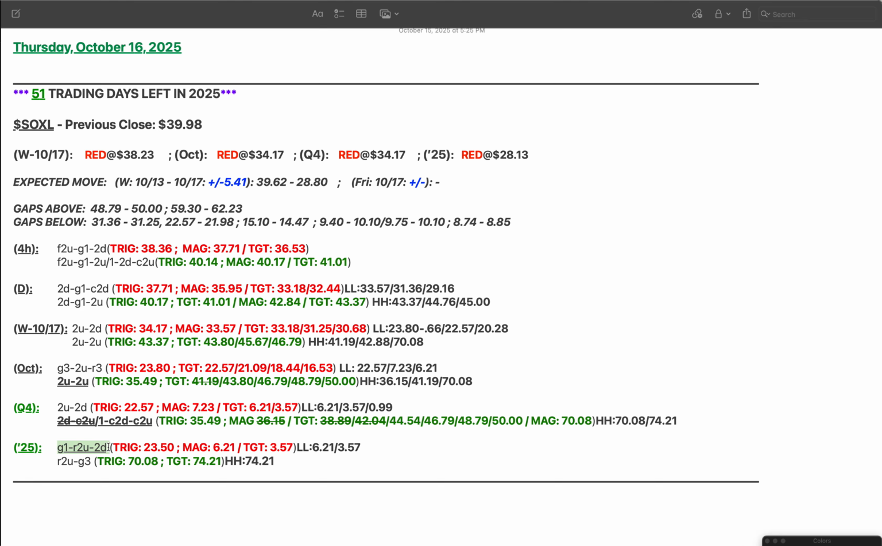And then on the year, we turned things around. Again, we triggered the 1, 2 up, 2 down. Didn't quite reach magnitude, which is fine with us. That gave us a higher low on the year perspective. And we've really turned things around, making a green hammer on the year, really trying to set up the 2 down, 2 up for next year. That would have a magnitude of that 70.08. So that's what we have for our triggers and targets for today.